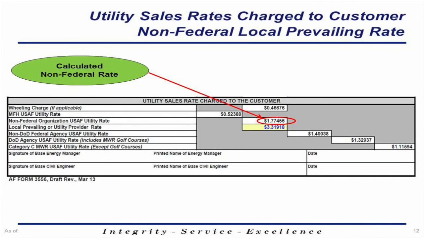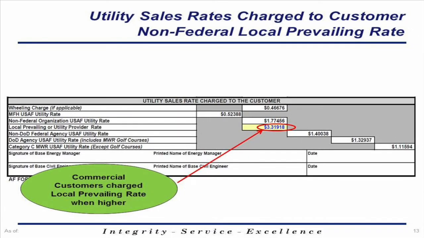This is the 3556 example for base produced water, and you can see that the calculated non-federal rate is less than the local prevailing rate. So the local prevailing rate will be charged to non-federal commercial customers.